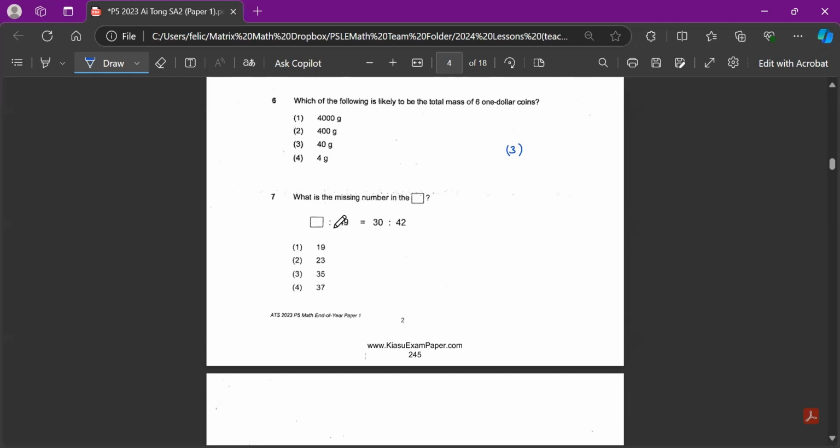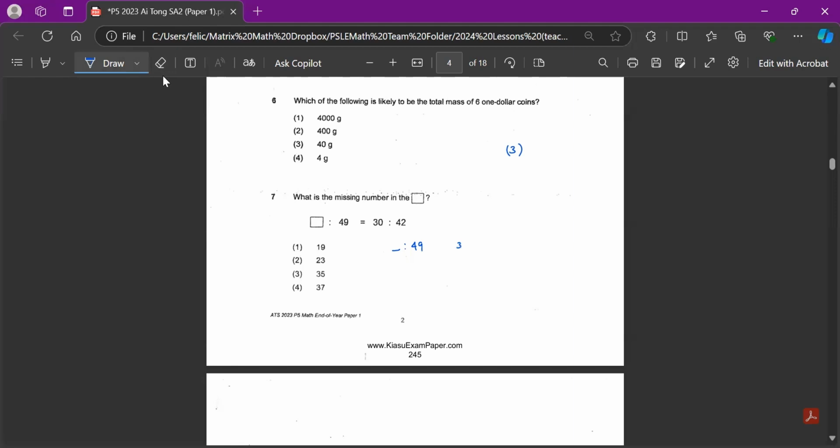Okay, the next one. So this ratio, missing number here. These are equivalent ratios. Something to 49 equals 30 to 42. Now, you notice that I can't really simplify 49 to 42. There's no way I can divide anything to get 42, right? So what you should do is to check if you can simplify 30 to 42 first. Indeed, we can.